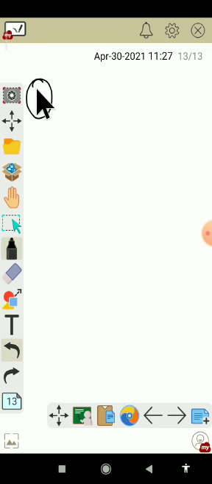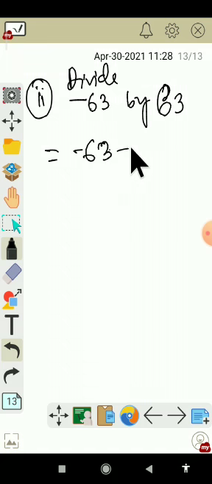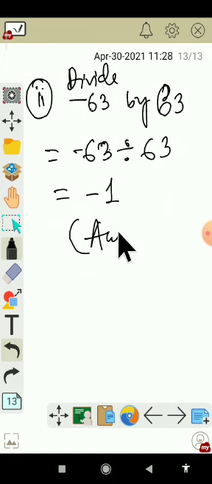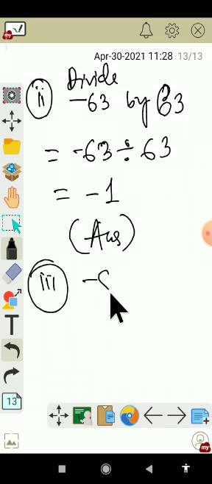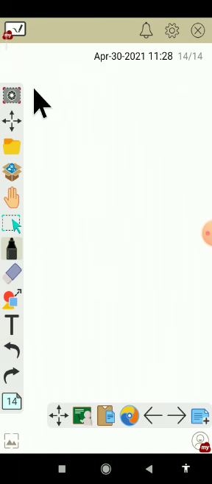Next, if we have to divide -63 by 63, this will give us -63 divided by 63, that is -1. This is the answer. If we divide -8 by 1, this will give -8 divided by 1, that means -8. Next question is fill in the blanks.